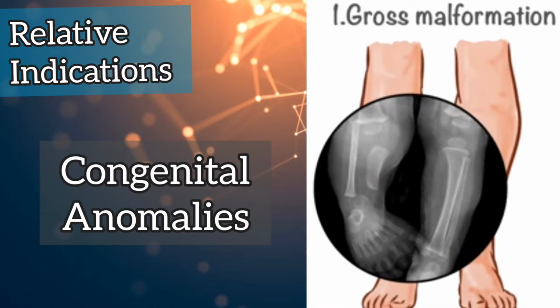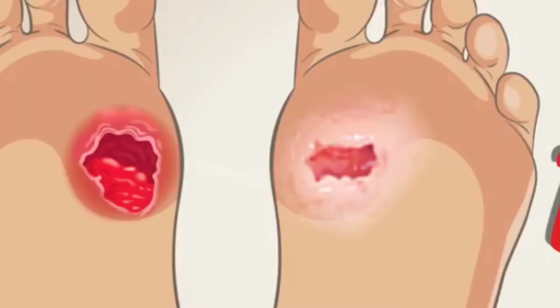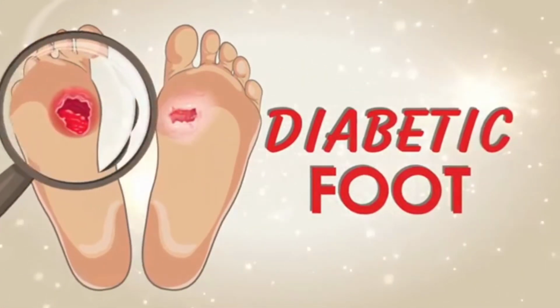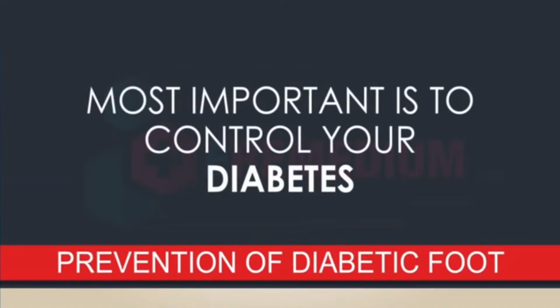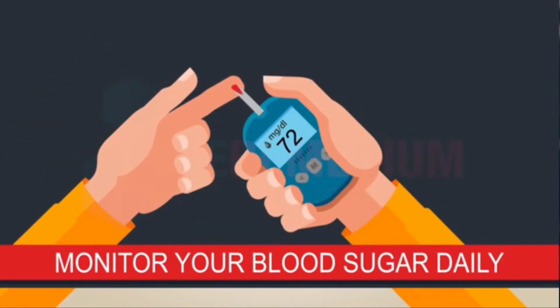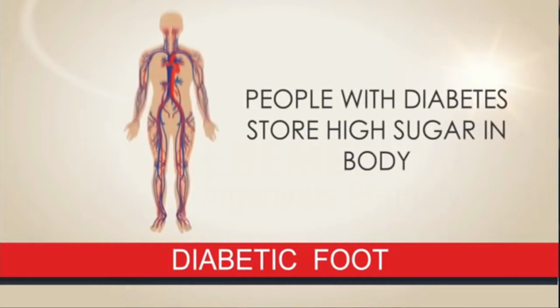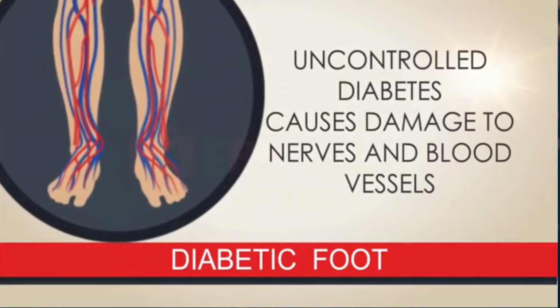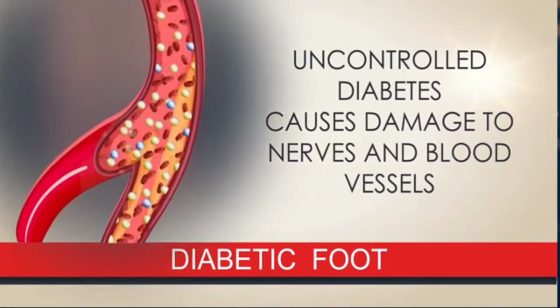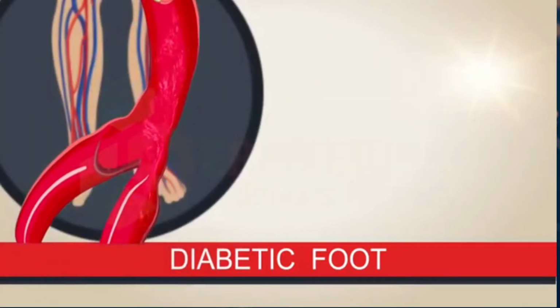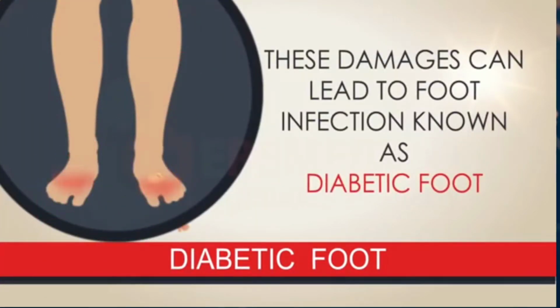Since we're talking about lower extremity amputation, if you do have diabetes mellitus, consider the following for prevention. Control your diabetes. Monitor your blood sugar daily, because people with diabetes store high sugar in the body. If uncontrolled, the diabetes causes damage to the nerves and blood vessels, and these damages can lead to a foot infection known as diabetic foot.